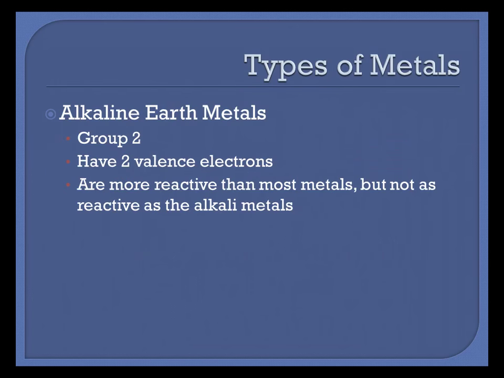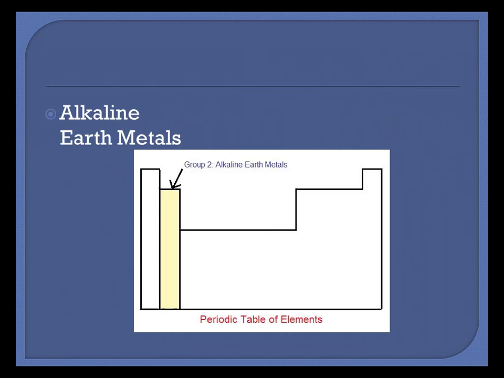As we go from left to right on the periodic table, we come to group 2, and the family name for group 2 is alkaline earth metals. These have 2 valence electrons. And these are still close to the edge of the periodic table, so they're pretty reactive, but they're not quite as reactive as the alkali metals. So the very far edges of the periodic table, where you're going to find the most reactive elements. So that's where group 2 is located.